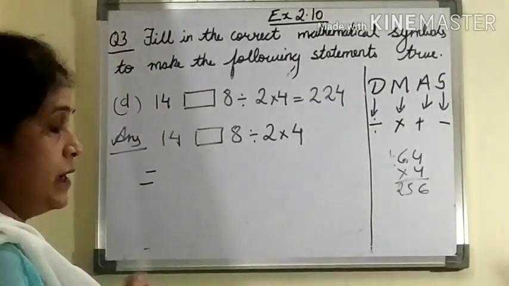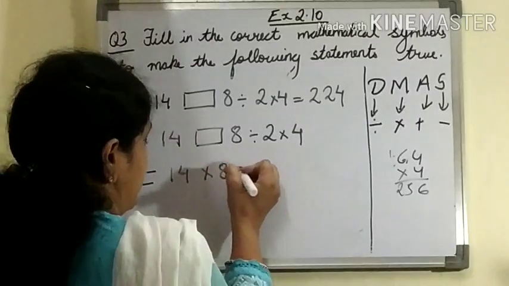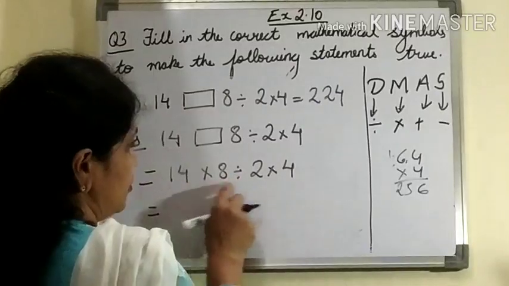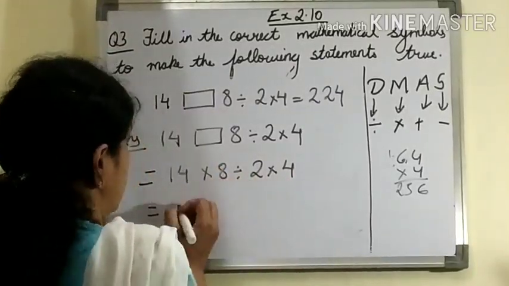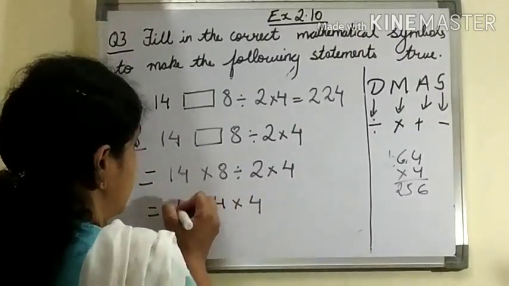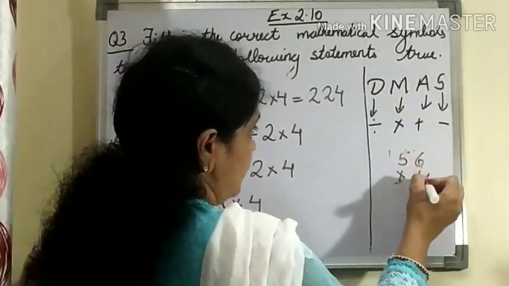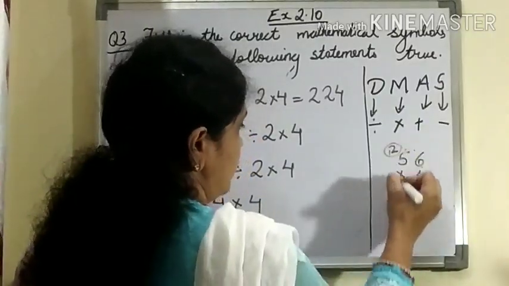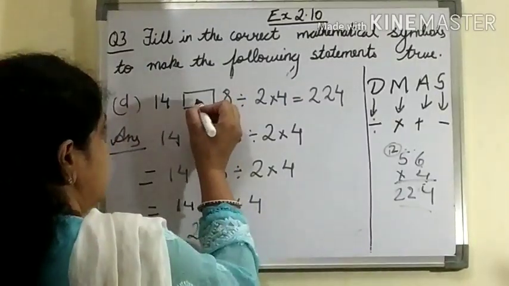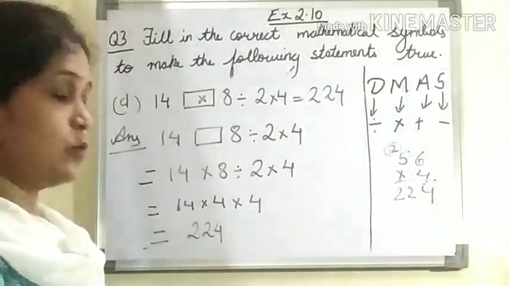Now, let me try multiplication. If it is multiplication, 14 into 8 divided by 2 into 4. If an expression is of this form, first we evaluate division. So it will be 14 into 4 into 4. 14 fours are 56. Now 56 multiplied by 4: 4 sixes are 24, 4 fives are 20 plus 2 is 22. That means the answer came 224. So which expression is correct here? The correct one is 14 into 8. In this way we got the answer.